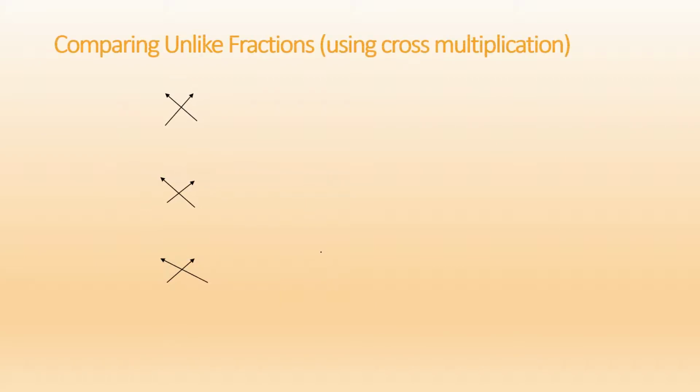Now we are going to understand how to compare unlike fractions by using cross multiplication formula. Now see the example, children. Here you can see the denominators are not same. So that's why they are unlike fractions. So in unlike fractions, how will you do the comparison?